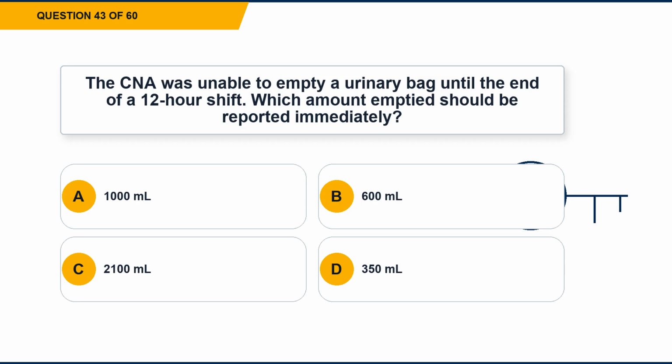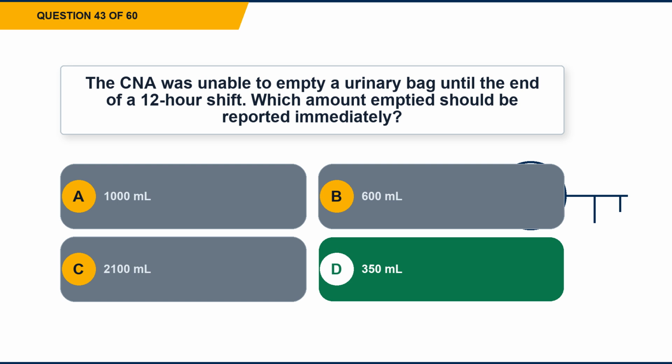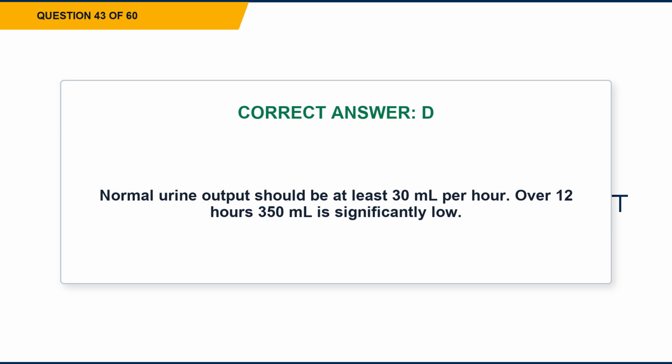Question 43. The CNA was unable to empty a urinary bag until the end of a 12-hour shift. Which amount emptied should be reported immediately? Option A, 1,000 milliliters. Option B, 600 milliliters. Option C, 2,100 milliliters. Option D, 350 milliliters. The correct answer is option D, 350 milliliters. Explanation: normal urine output should be at least 30 milliliters per hour. Over 12 hours, 350 milliliters is significantly low.